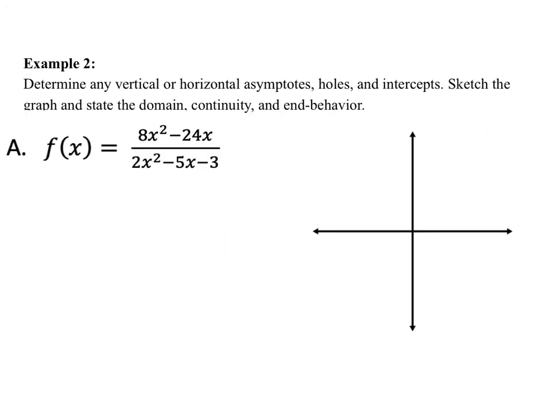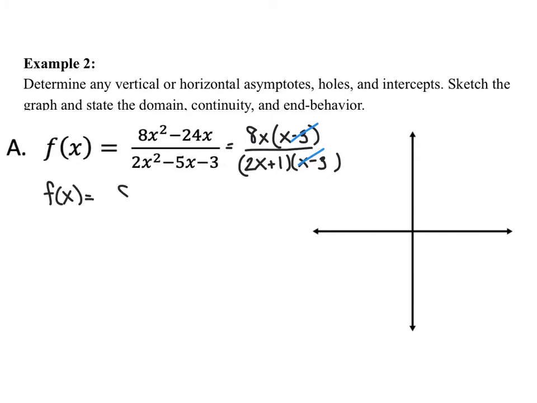In this next example, we're going to thoroughly examine this function. We're told to determine any vertical or horizontal asymptotes, holes, and intercepts, sketch the graph, and state the domain, continuity, and end behavior. So pause the video and begin by factoring the numerator and denominator. Mine factors into what you see on your screen. I'm going to cancel my x minus 3's, and I get f of x is equal to 8x over 2x plus 1. So what does this tell me?